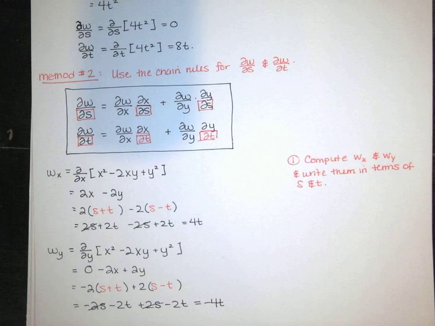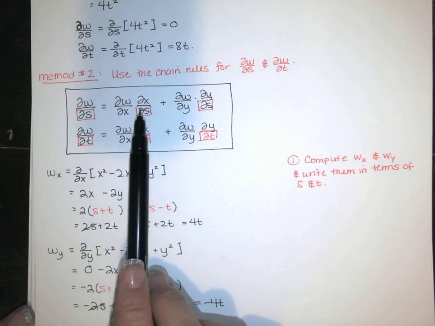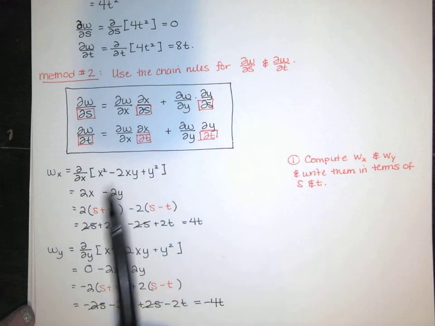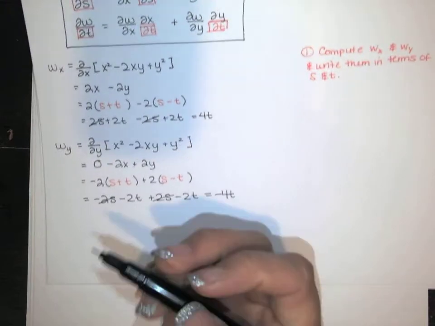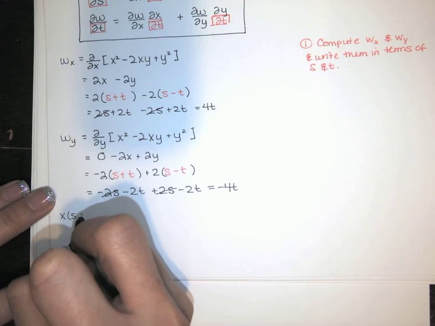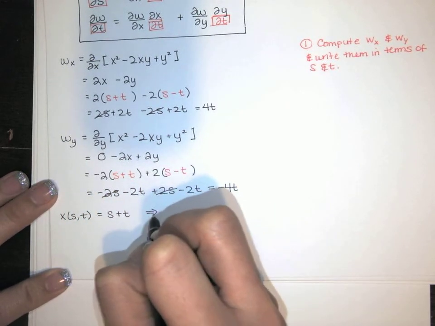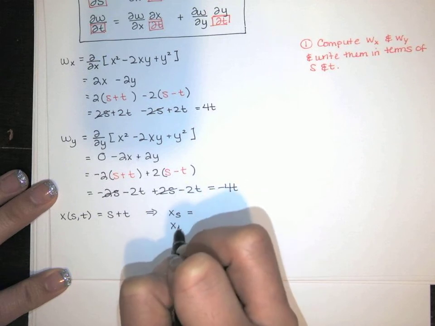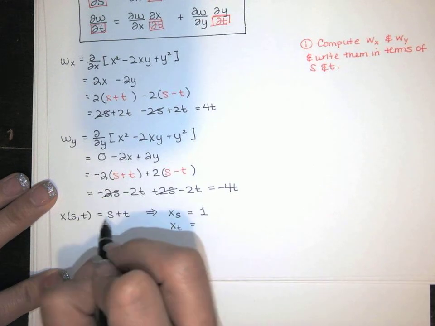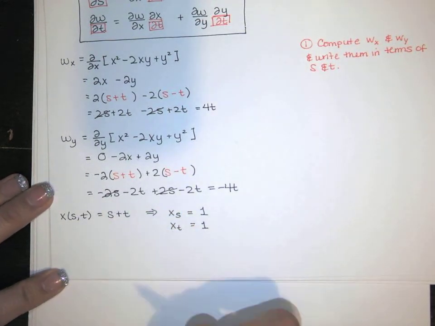All right. Now in order to compute these partials, or to compute these derivatives, I need the derivative of x and y with respect to s, and I need the derivatives of x and y with respect to t. So x as a function of s and t was s plus t. So its partials with respect to s and t turn out to be just 1. Derivative of this with respect to s is 1 plus 0. Derivative of this with respect to t is 1 plus 0, or 0 plus 1.